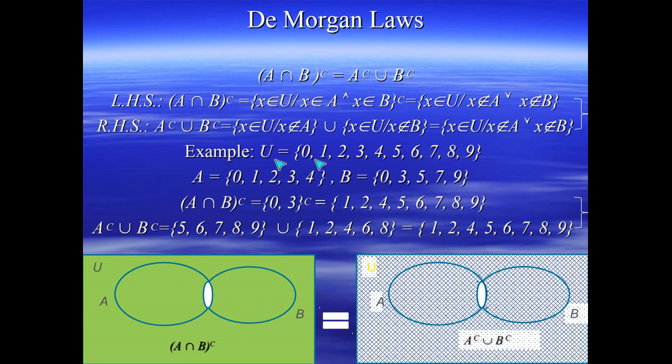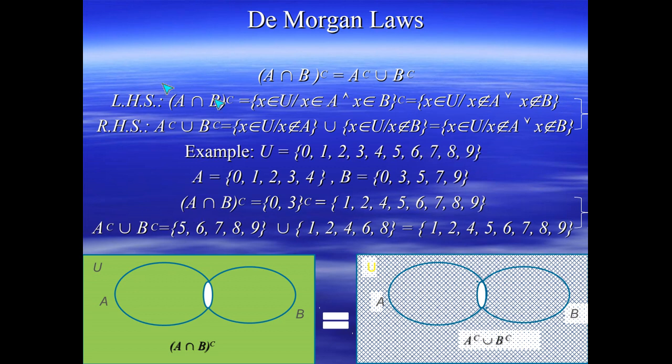In an example, we can see U is the Arabic numerals from 0 to 9. A is 0, 1, 2, 3, 4. B is 0, 3, 5, 7, 9. A intersection B complement. We form first A intersection B, which are the common elements, 0, 3. No, there are no other common elements. And we should form the complement of that, which is all the elements of the universal set minus 0 and 3. We should just not write down the 0 and 3. 0 is common. 3 is common. We will not take 0 and 3. We will take 1, 2, 4, 5, 6, 7, 8, 9.